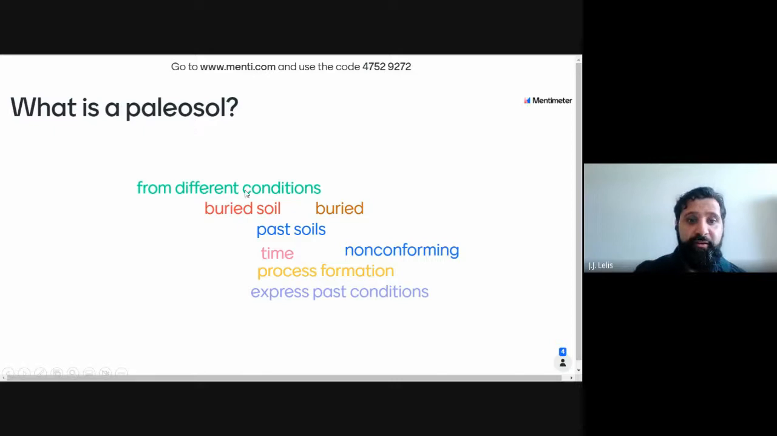Someone insert different conditions. Do you think that different conditions is equal to past conditions? Or do you believe that past conditions is one thing and different conditions is another thing? So I can have a paleosol that was formed in the past, but when it was formed, we have similar conditions to the recent conditions. Like today I have a wet tropical climate, and in the past I have a wet and tropical climate, and this soil was formed like 10,000 of years before today, and it's a paleosol.